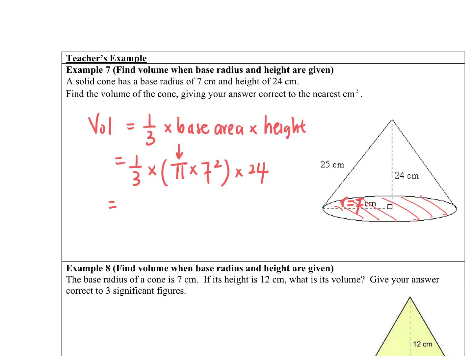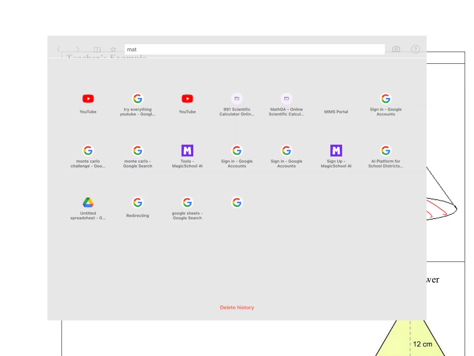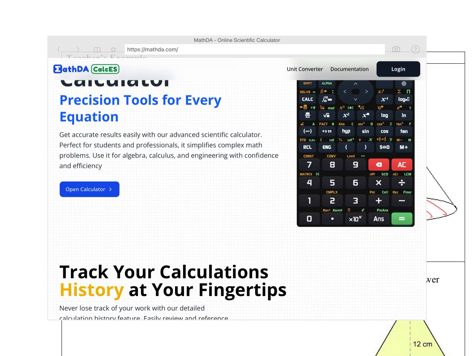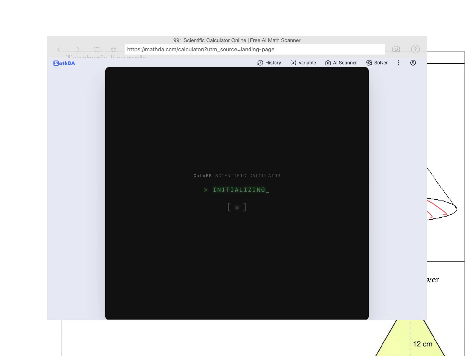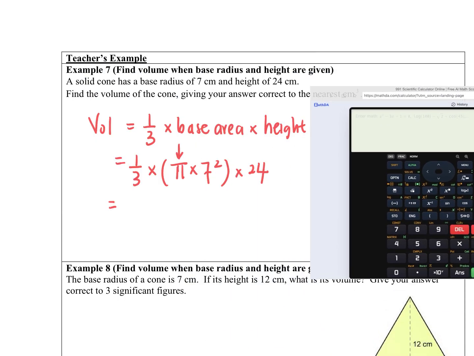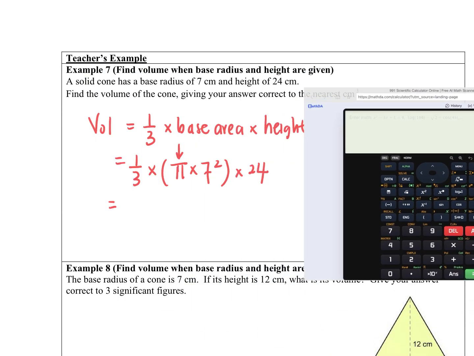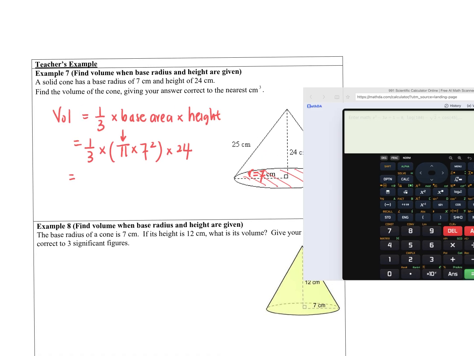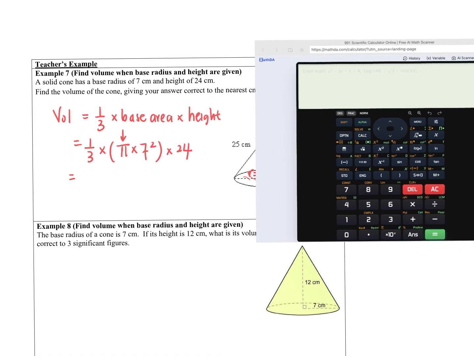How to press this on the calculator is just your calculator pi. Do you all know how to call for the calculator pi? Let me see. Well, I mean, they don't need to. Okay, this is an online calculator. The website is mathda.com. So next time if you never bring calculator, this is what you can use. Okay, so this one.